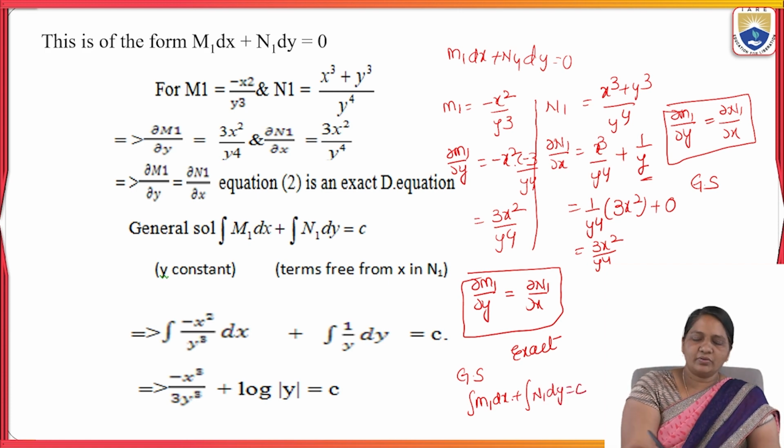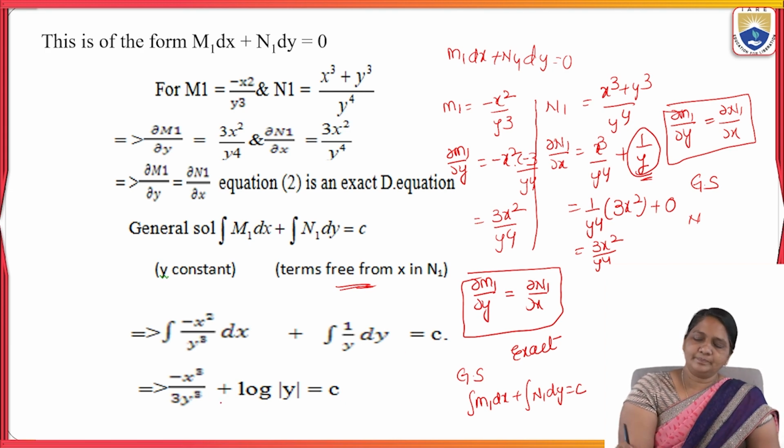What is the m1 value here? Integral of minus x square by y cube dx plus integral. Here for the n we are going to take free from the x. That means only y terms. So already we are having only the y term here. So 1 by y dy.